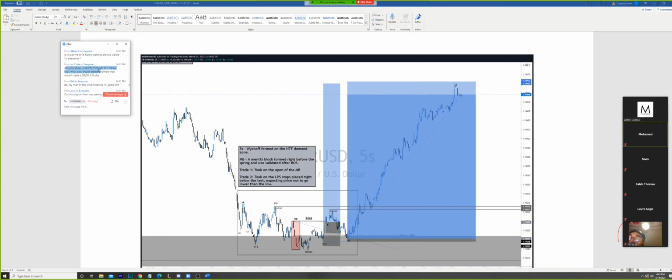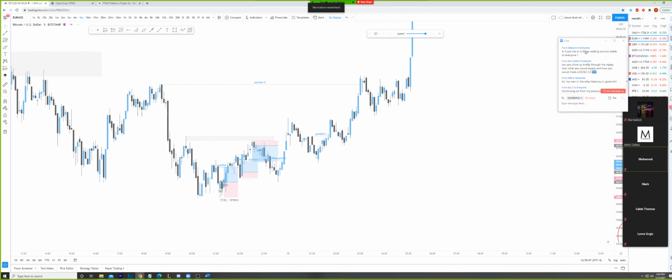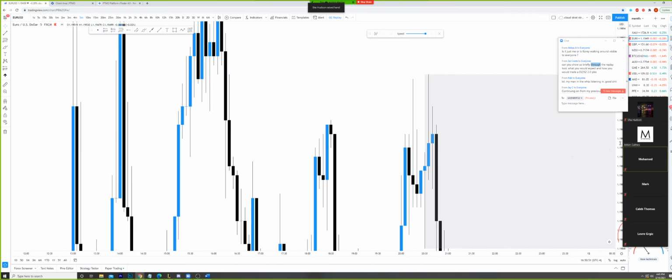Can you show us briefly through the replay tool what you would expect and how you would trade a demand zone or a supply zone 2.0, please? Maybe. Let's go to Euro USD. Can you show us briefly through the replay tool how you trade it?